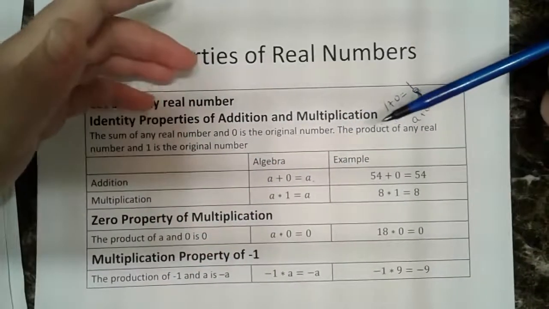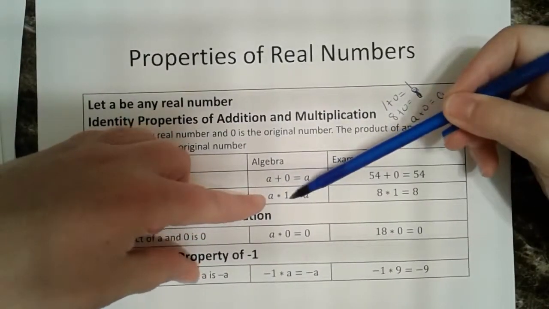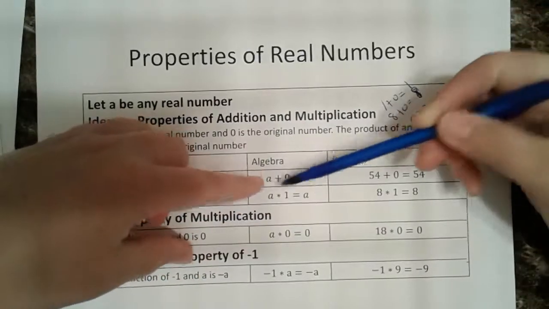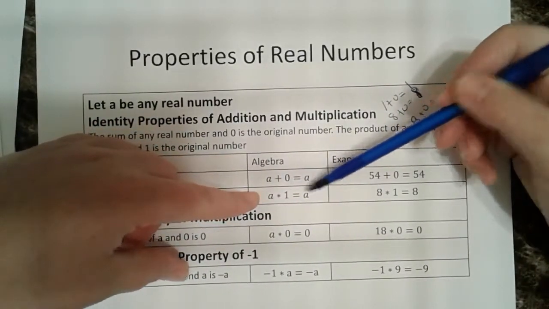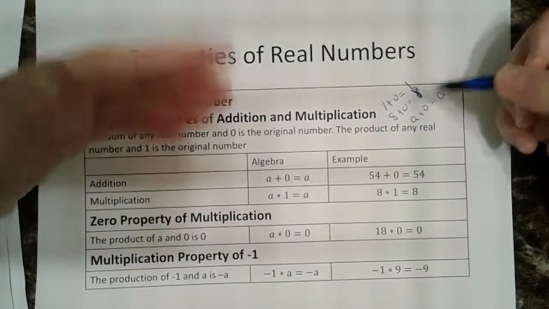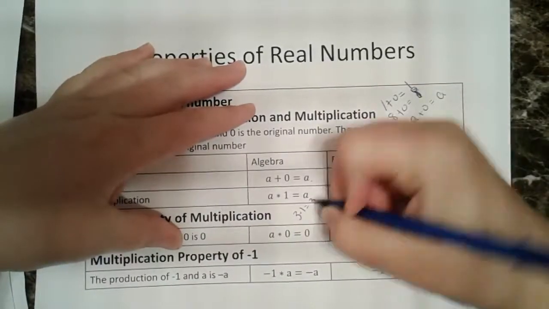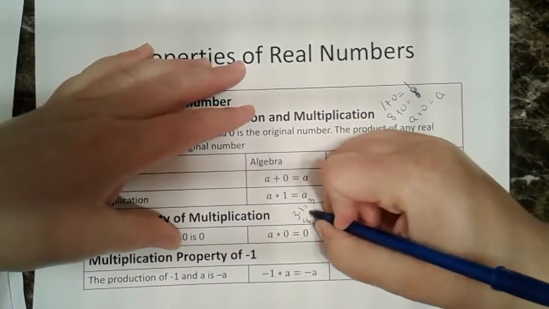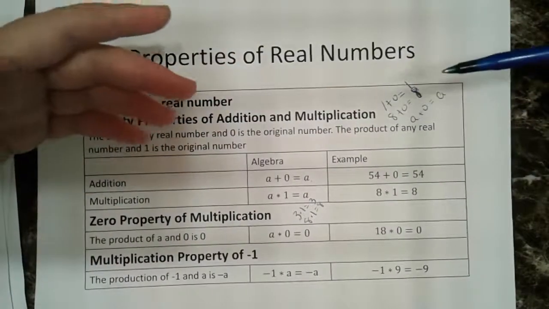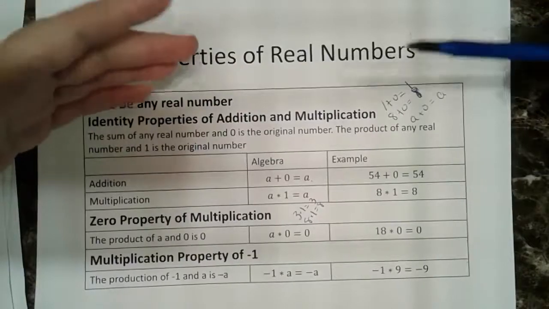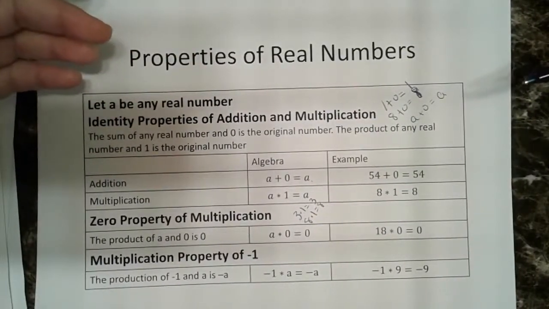Same thing for multiplication, except it's not 0. It's 1. A times 1 equals A. Anything I take times 1 is going to give me itself. Examples, 3 times 1 equals 3. 8 times 1 equals 8. So really, these aren't anything that's really new, but at the exact same time, we're giving it names. Okay?